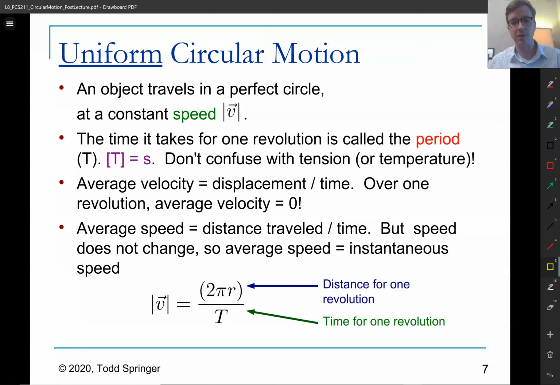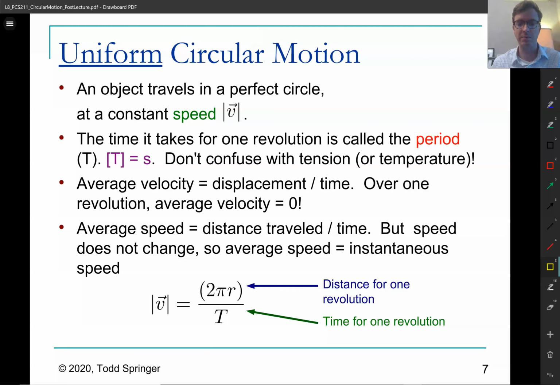Now some terminology here. The time it takes to go once around the circle is what we call the period. So the period of the motion is how long it takes to go around the circle once. And of course the units of period are seconds. And the symbol that we use is T, for some reason. Don't ask me why. Just be a little careful because we've used T for other things like tension and also temperature, which we haven't covered. So you have to know by context which T you're talking about here.